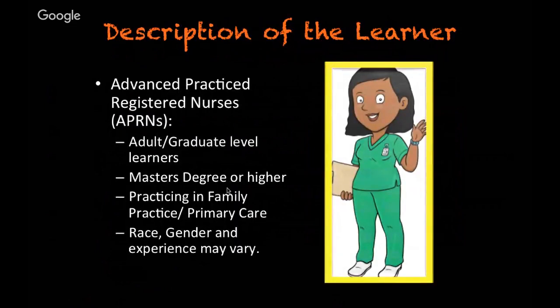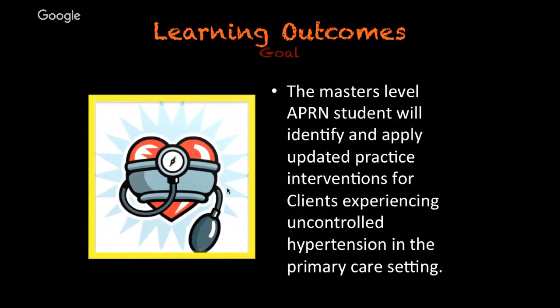Description of our learner for today is going to be the APRN, or Advanced Practice Registered Nurse, who is an adult and graduate level learner, typically has a master's degree or higher, is practicing in family practice or primary care, and it's important to note that race, gender, and experiences may vary. Our goal is that the master level APRN student will identify and apply an updated practice intervention for clients experiencing uncontrolled hypertension in the primary care setting.